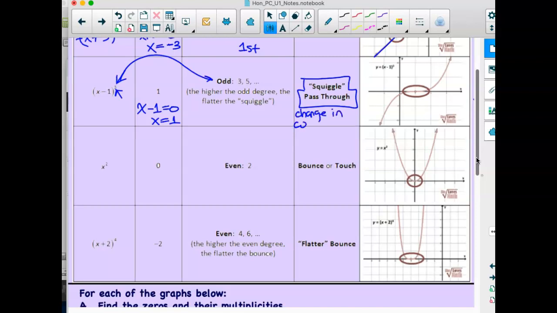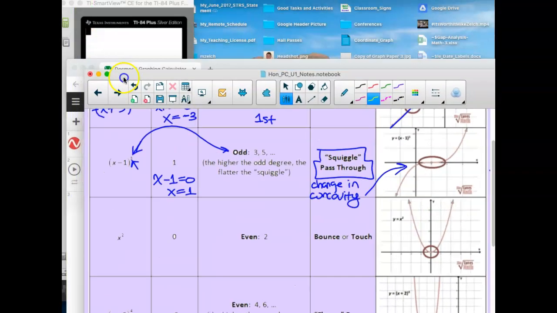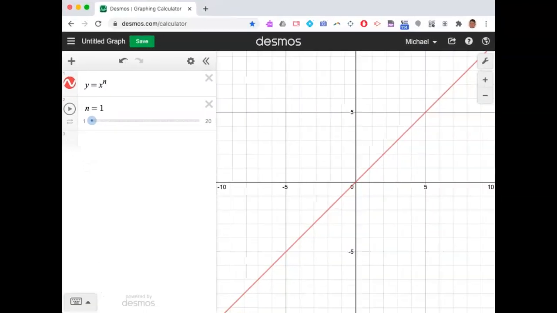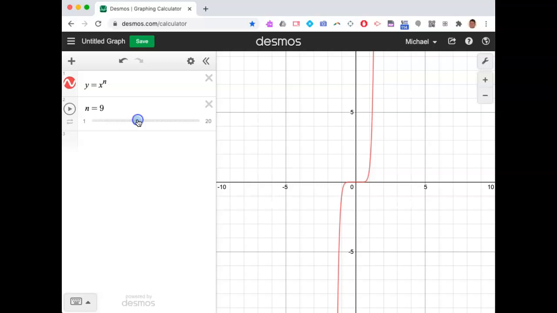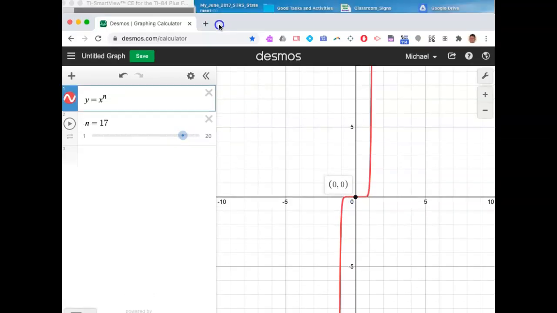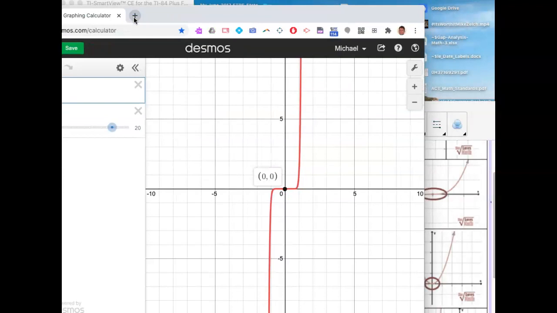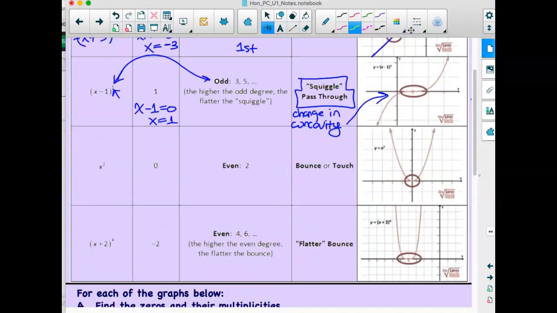That's what you'll talk about a little bit more when you get to calculus. Change in concavity. So that's what we saw with any of these odd ones, right? And the bigger the odd number, the flatter. So that's x to the 9th, that's x to the 11th. It almost looks like a 90-degree angle at that particular place where it crosses through the x-axis. So moving forward then.